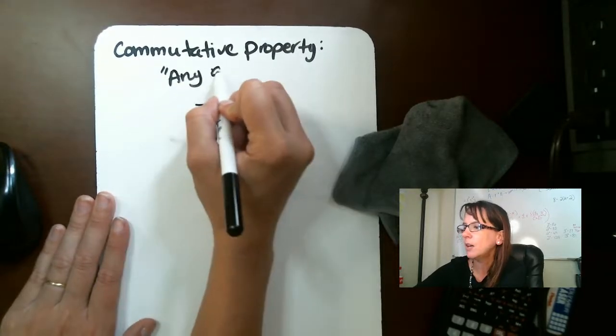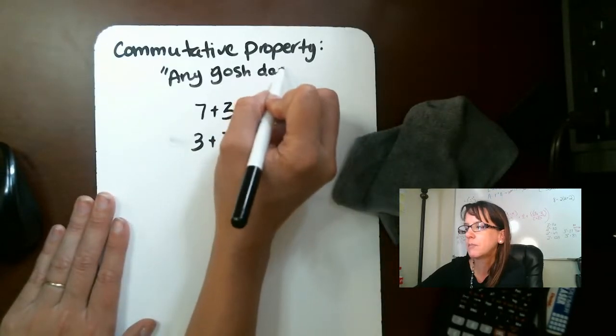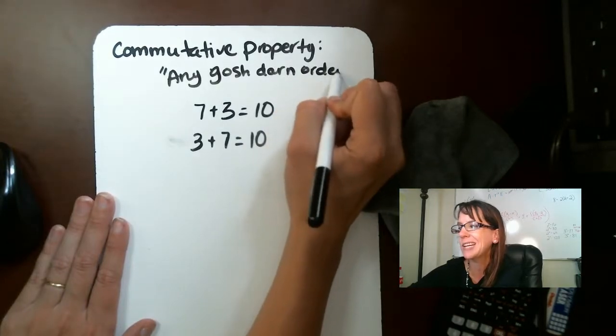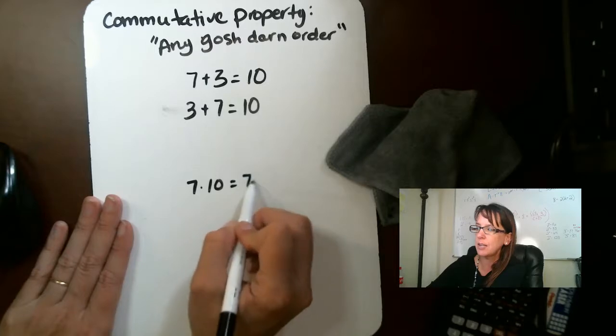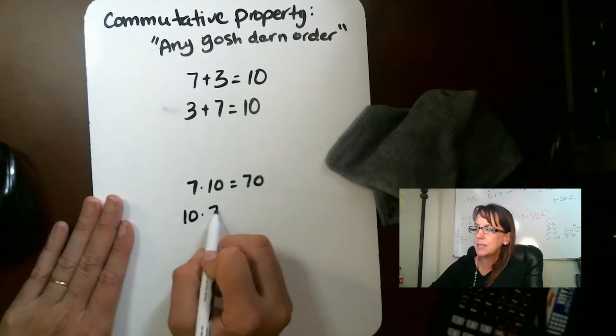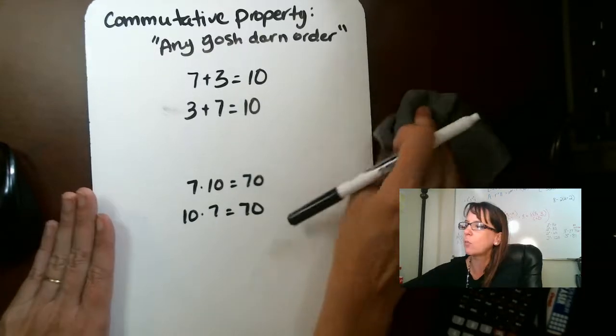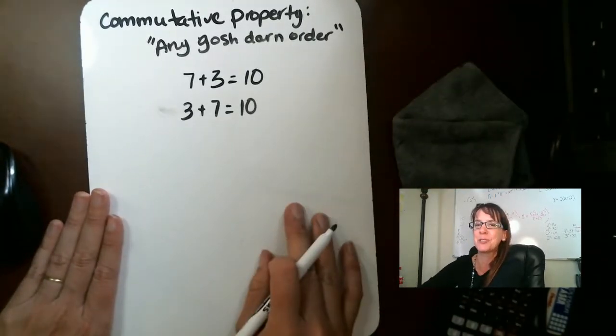Any gosh darn order. We can write that in any gosh darn order. You know, the same thing is the case for 7 times 10. That equals 70, right? 10 times 7 equals 70. Look at that. It works for addition and multiplication.